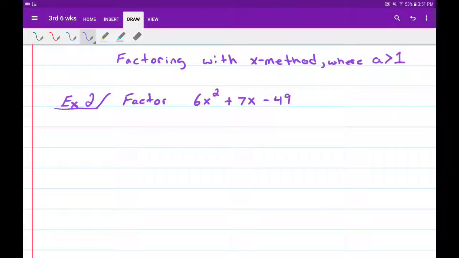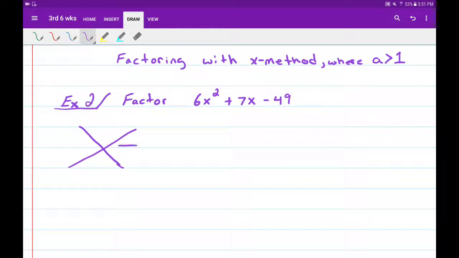Or an example 2 from our notes, factoring with the x method. This is an example where we get a very high number, and the bigger the number we get, the more factors that are involved. So let's look and see what happens with this. So again, step 1 is in the standard form. It is. Is there a GCF? There is not. That was step 2. So step 3, we're going to do our x method.